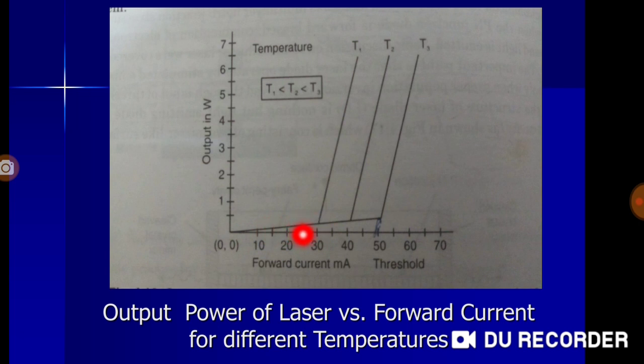From this graph you can also take a point of the output power level for LED and laser, as an additional point, because when we compare, it will come up which has better output power. And if the temperature increases further, then the threshold current required is further increased, and then it starts rising. So we have to keep in mind that T1 is less than T2 is less than T3.